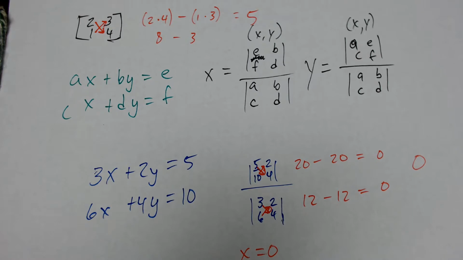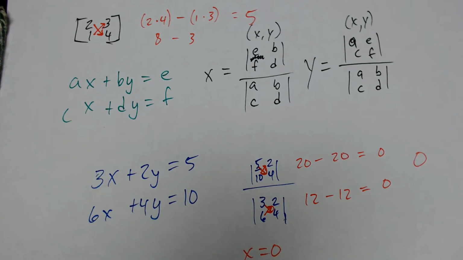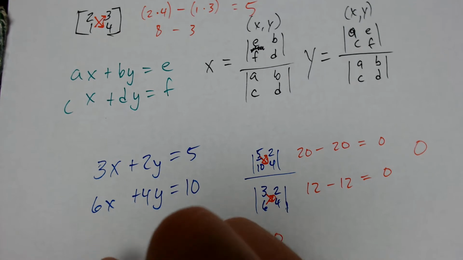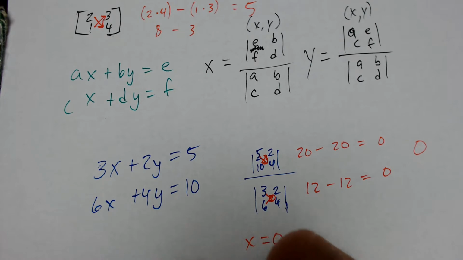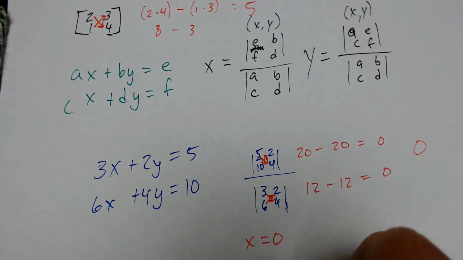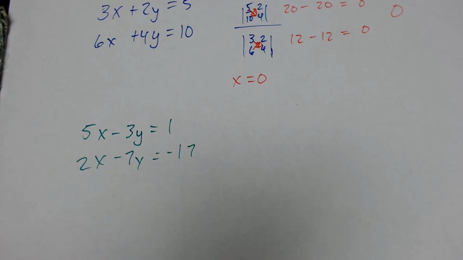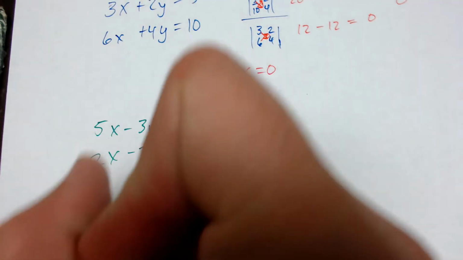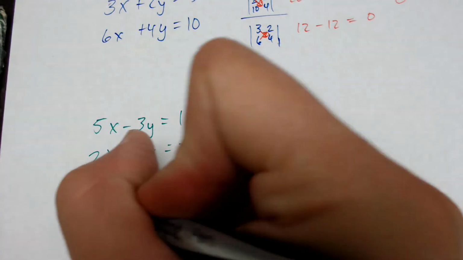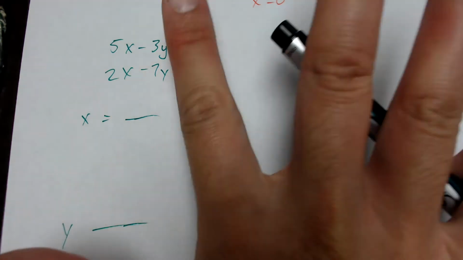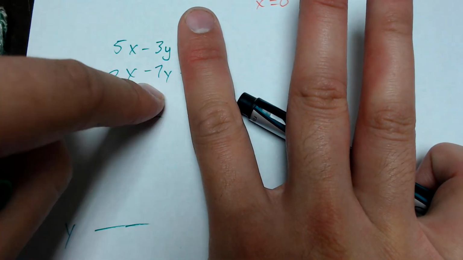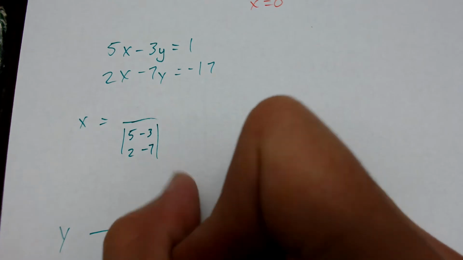Let's do another one. And I'll do this one for x and y. I'll make sure it has real answers. Here we go. We have 5x minus 3y is equal to 1 over 2x minus 7y is equal to negative 17. Okay, so x we'll put up here, y we'll put down here. So x and y are both going to have the same denominator. To get the denominator, I'm just going to cover up these numbers, and I have 5, negative 3, 2, negative 7. So 5, negative 3, 2, negative 7. That's going to be both the denominators.